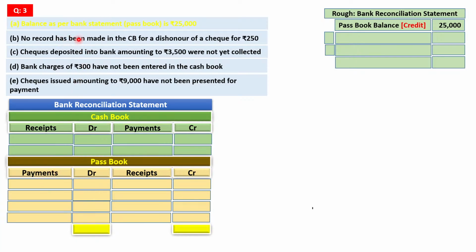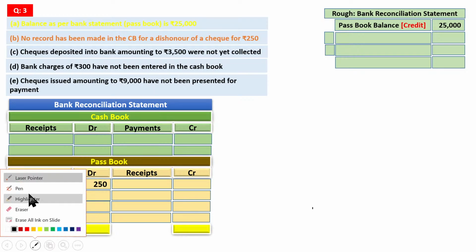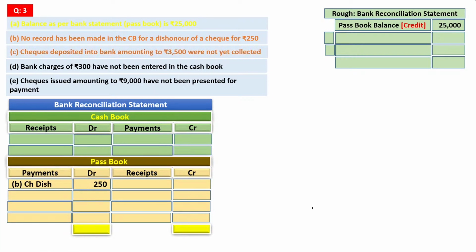Now, let's see here. No record has been made in the cash book for the dishonor of a check. Means the dishonor could have been recorded only in the passbook, with no corresponding record in the cash book. Is that okay? Checks deposited into the bank amounting to ₹3,500 were not yet collected. So we have deposited, it may be shown on the receipt side but not shown on the receipt side of the passbook. Bank charges 300 have not been entered. So bank charges means there will be a debit in the passbook. There will not be a corresponding payment side entry in our cash book.